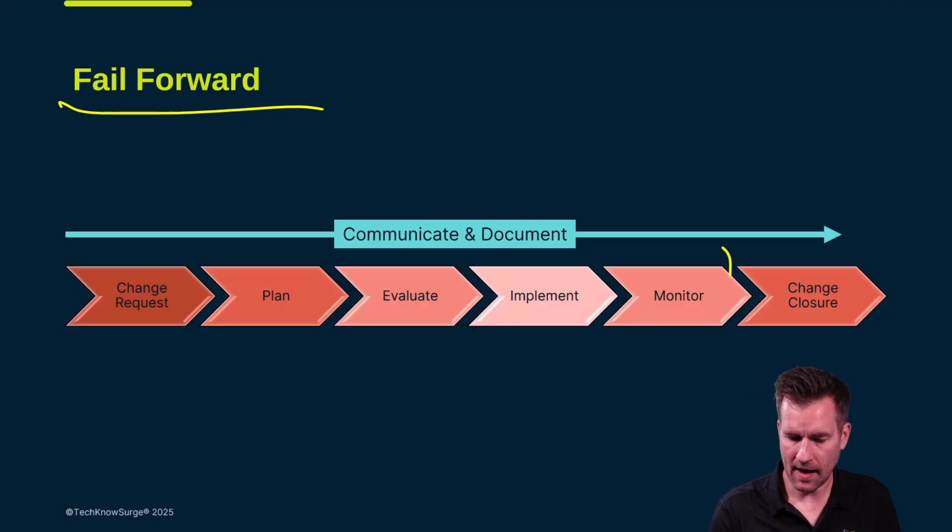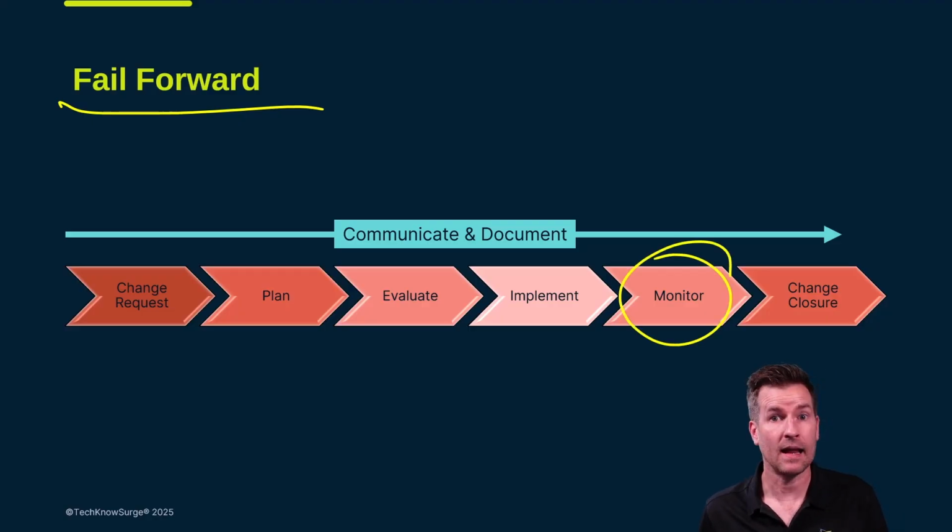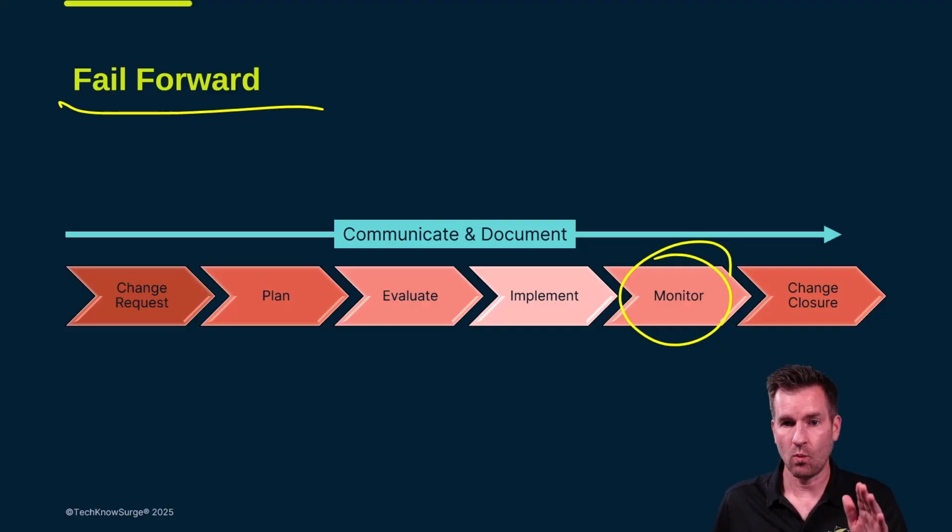Well, as we're monitoring the systems and we determine it's not operating right, we're not in a good spot, we don't really have a great backout plan. What we want to do is we want to fail forward. Well, what does that mean? Well, that just means that now we're going to fix whatever damage we caused by implementing yet another change.